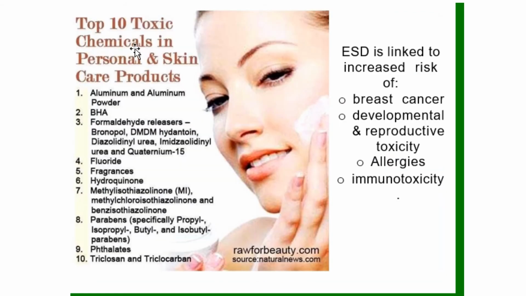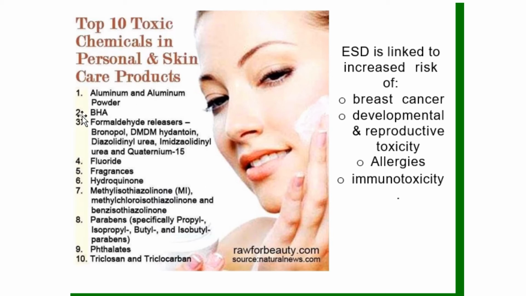Now, there are 10 toxic chemicals in personal and skincare products. So, number 1, we have aluminum and aluminum powder. This is usually found in deodorant. If you are using it, of course, I think everybody does, simply because we need it for our hygiene. But know that one of the components of our deodorant is aluminum and aluminum powder, which is considered a toxin.